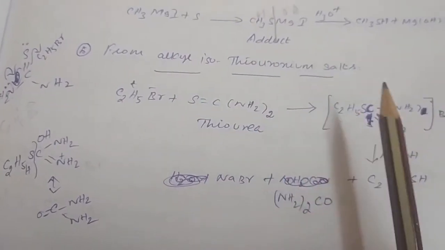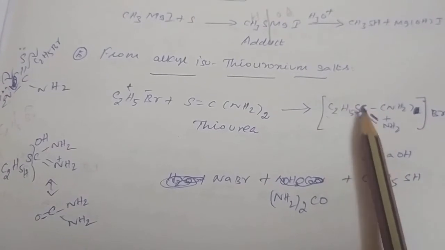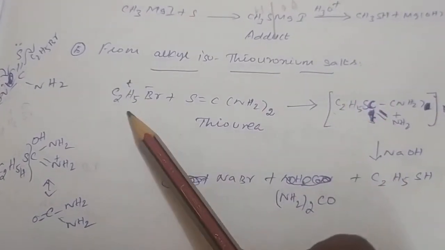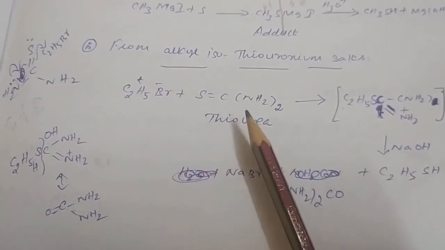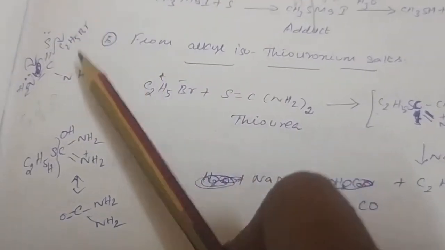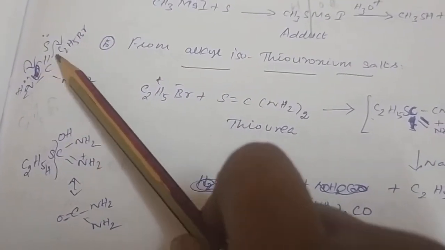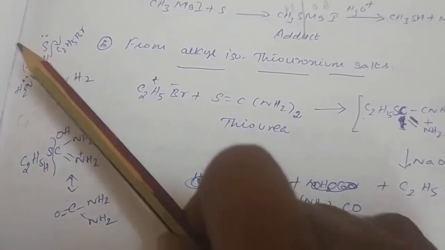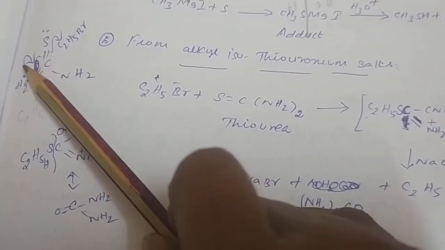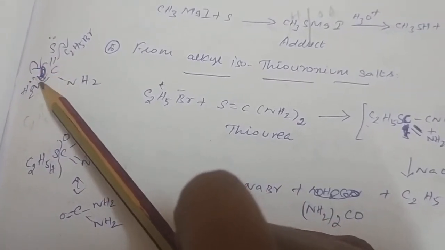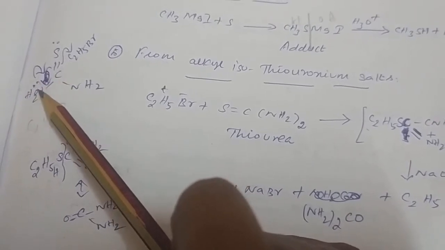isothiouronium salt. So this isothiouronium salt is first prepared from ethyl bromide and thiourea. So the reaction is, so this is the structure of thiourea, C double bond S, NH2, NH2. So this lone pair of electrons first shifted here. So here carbon nitrogen double bond is formed. This nitrogen gets positive charge.